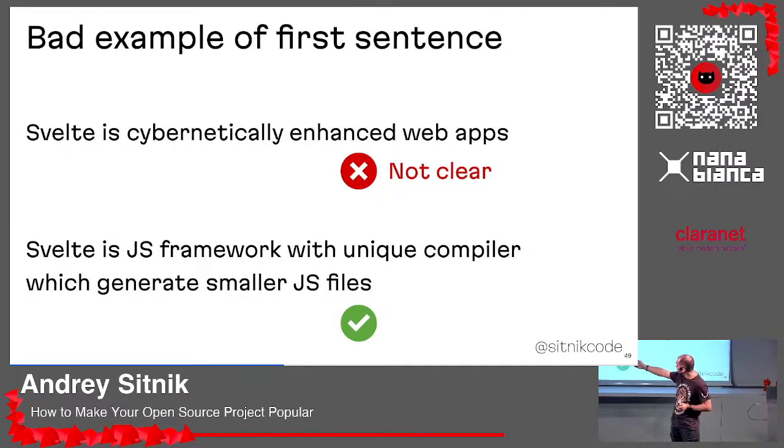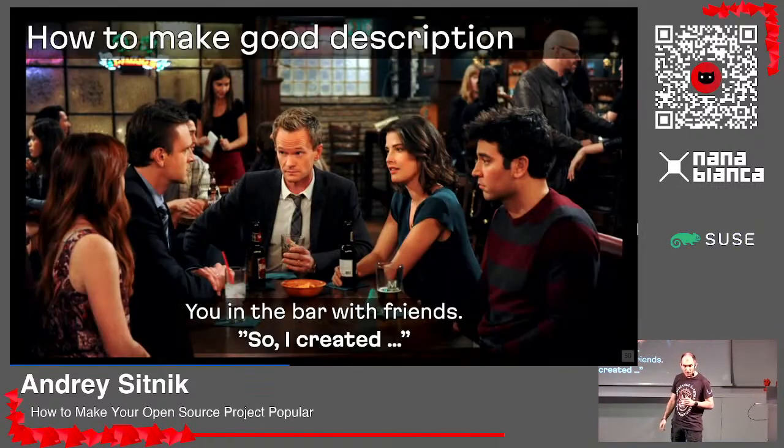For instance, you can explain it a different way. Svelte is a JavaScript framework with a unique compiler which generates smaller JavaScript files. With this description, we put why it's important, what it does, what its unique features are.